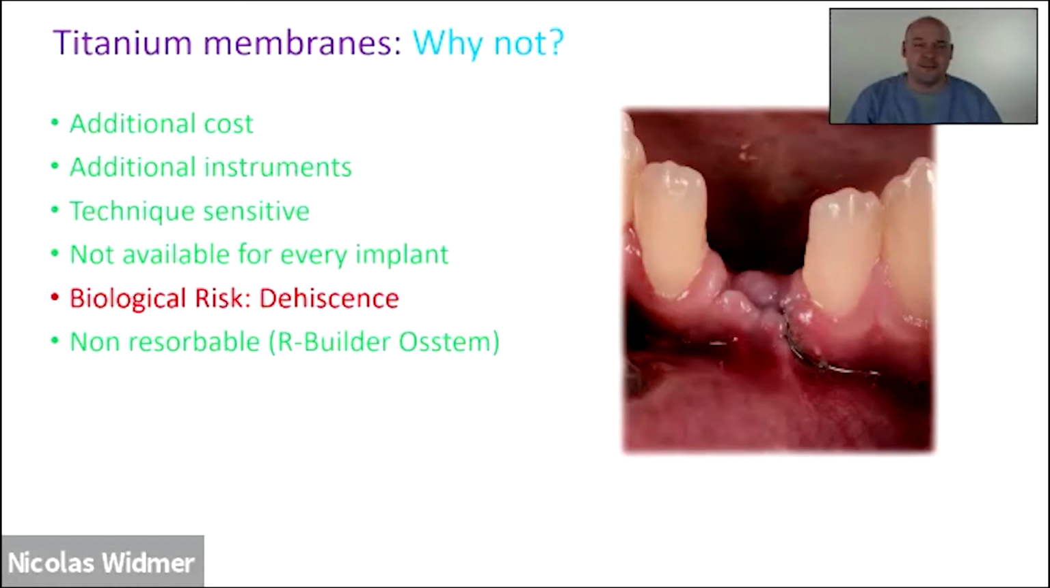Okay, but titanium membranes surely also have some disadvantages. It's an additional cost. You may need some instruments. The technique is maybe sensitive, not for placing the implant, but for the soft tissue management. The kind of titanium membranes I use now is not available for all implant systems. And of course, they are non-resorbable, so we have to remove them. In the future, there will also be a stiff resorbable membrane.